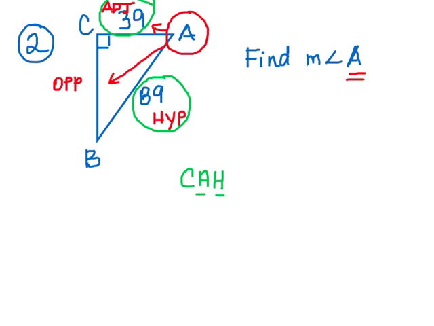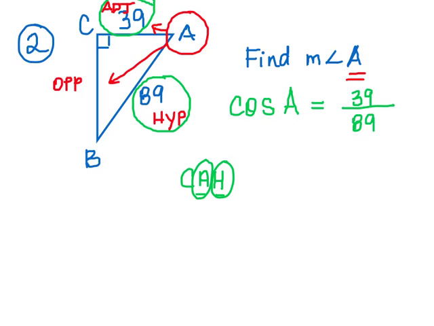So we go to cosine and write a statement. Cosine of an angle, and the angle we don't know this time, so we're just going to write A because that's the label for the angle. Cosine of angle A equals side over side, and remember it's adjacent over hypotenuse. So the adjacent is 39, the hypotenuse is 89, and that's our setup.